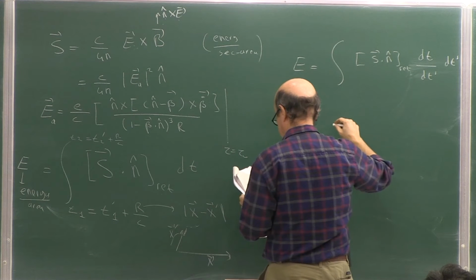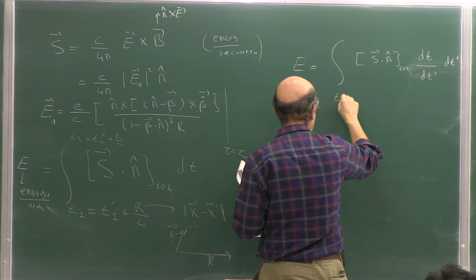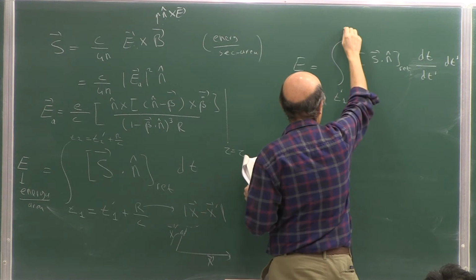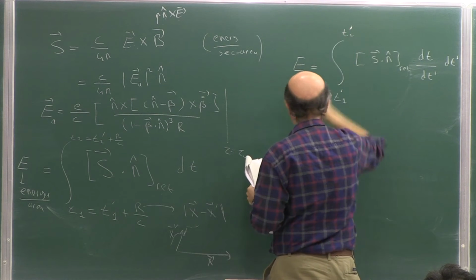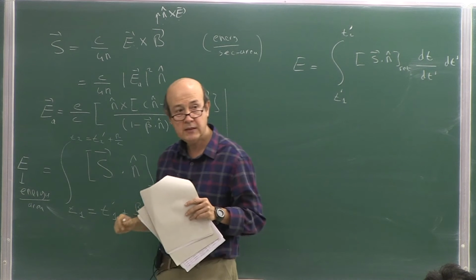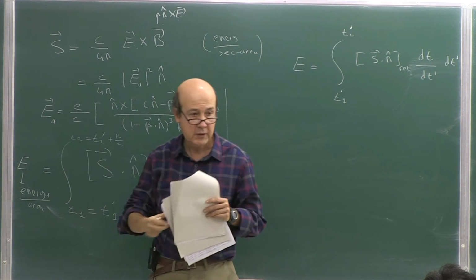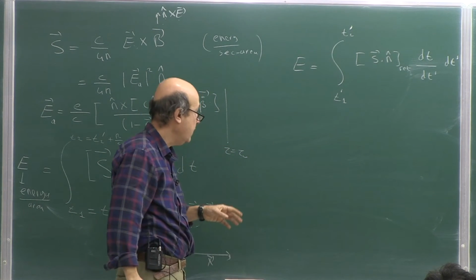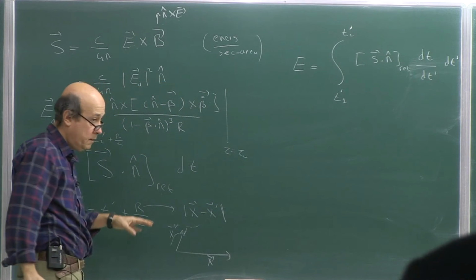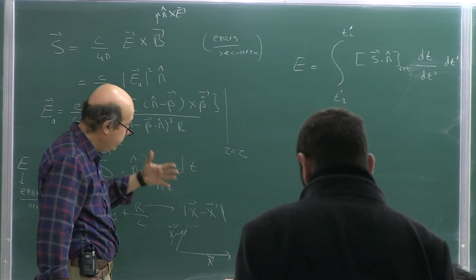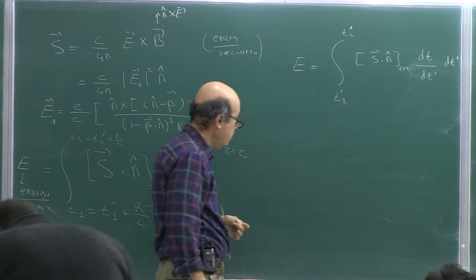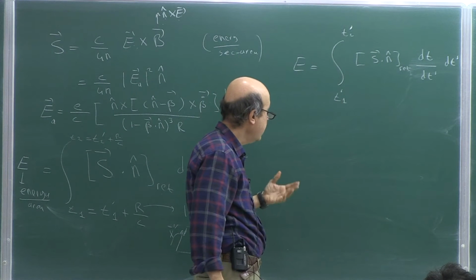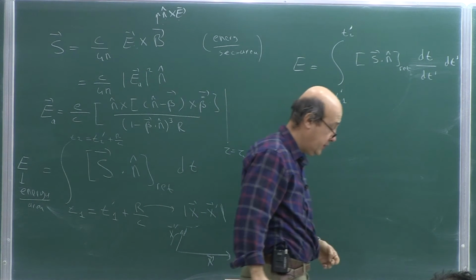So therefore this has to be evaluated from T1 prime to T2 prime, not from T1 to T2. It should be evaluated from T1 prime to T2 prime. T1 prime and T2 prime are the time coordinates seen with the charge.